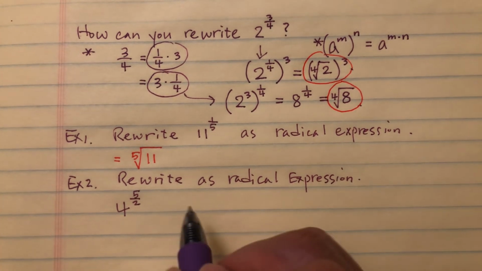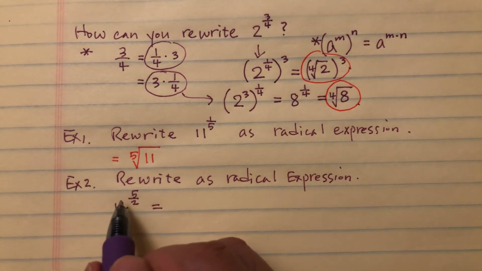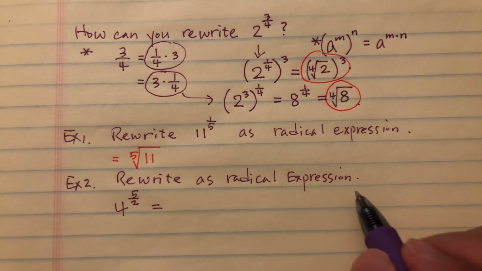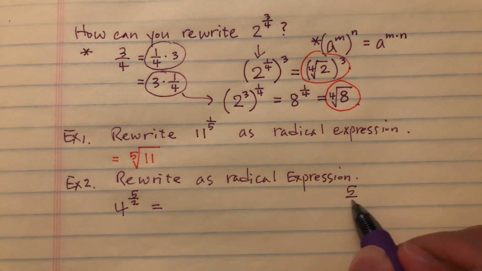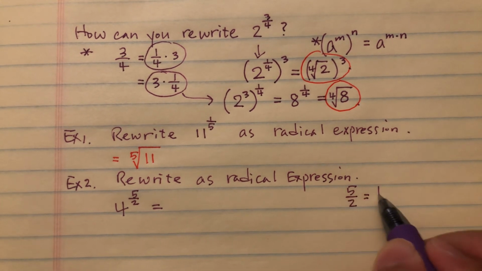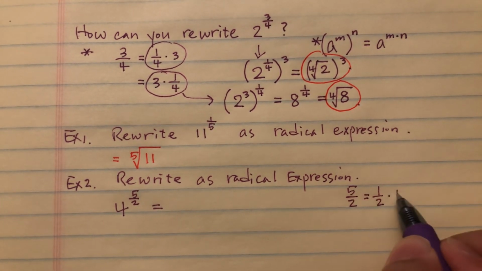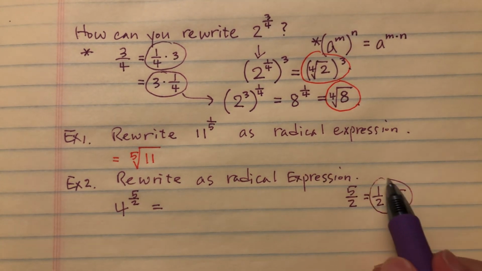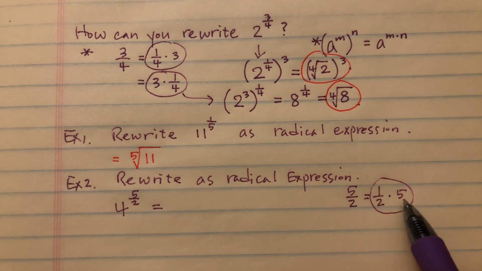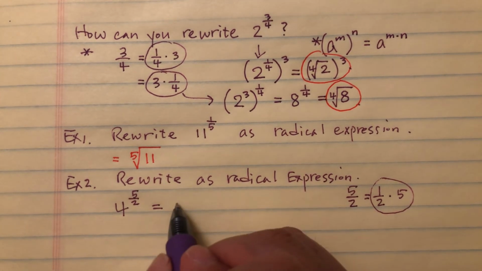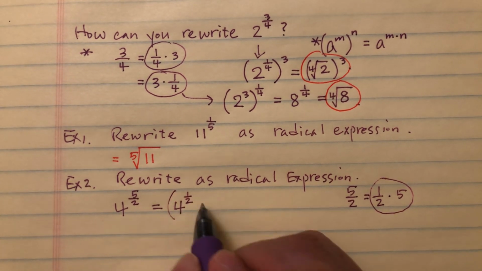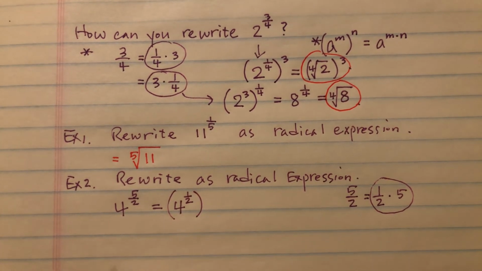So we can split this. Well, let's do side notes. 5/2 is the same thing as 1/2 times 5, right? So that's going to be my exponent. So we're going to make a 1 inside the parentheses, 1 outside. So this one, I can split as 4 to the 1/2 power, right? And then multiply 5 outside.